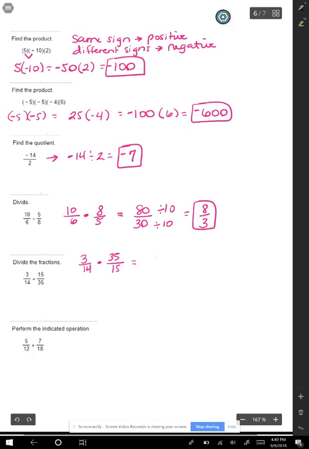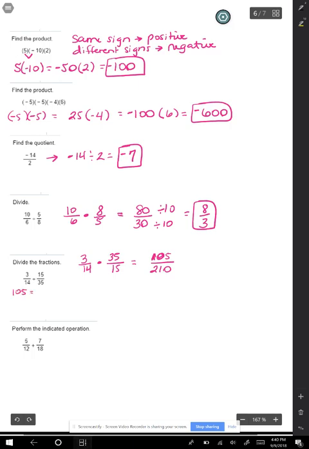3 times 35 is 105. And 14 times 15 is 210. And you're welcome to use your calculator on that to do the multiplication. Now, these numbers are a little bigger, so you can look and see both divisible by 5. But I want to show you a different method, because if we divide by 5, it's still not going to be completely simplified. So I want to show you how you can simplify it all at once.